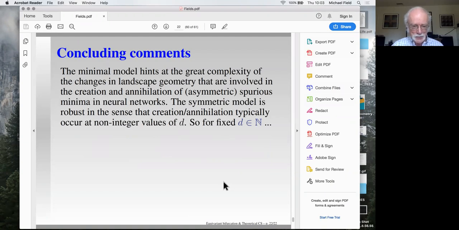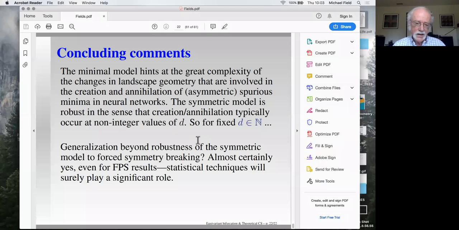Concluding comments, I'm almost there. The minimal model hints at the complexity of the changes in landscape geometry that are involved in the creation and annihilation of these spurious minima. It's a kind of indication why not much progress has been made on this. This is really hard. I mean, what's going on in the geometry? The symmetric model is robust in the sense that creation and annihilation typically occur at non-integer values of D. So if we fix D, we can perturb and we have results that hold on a non-empty open set of families of targets, for example.